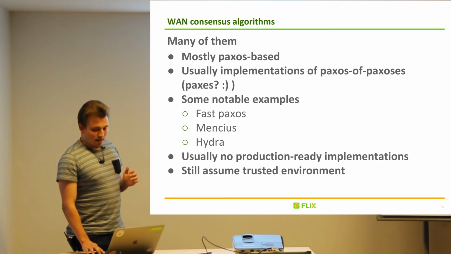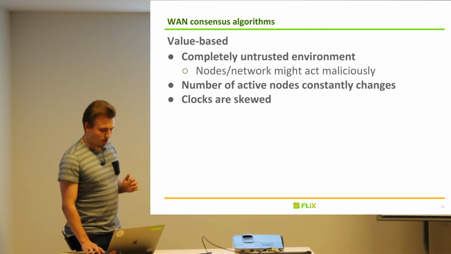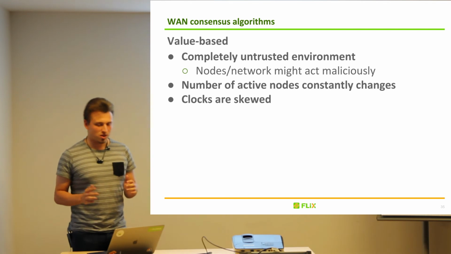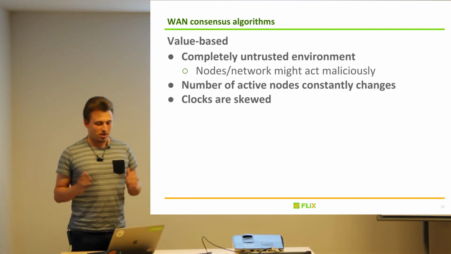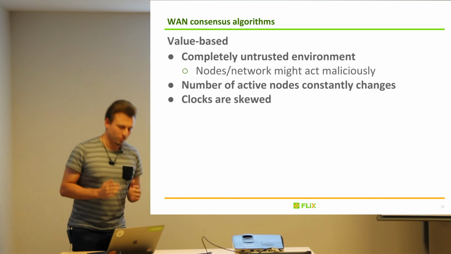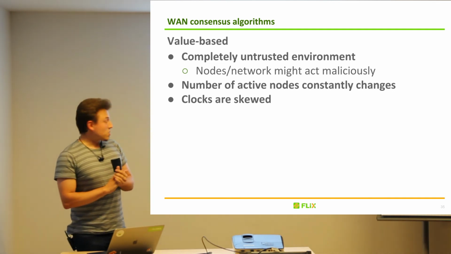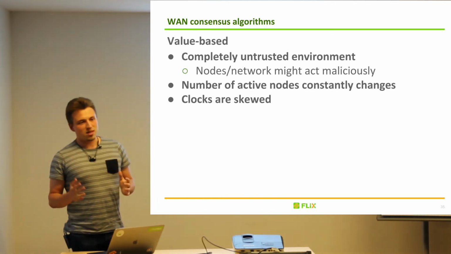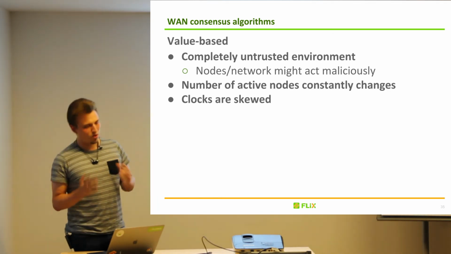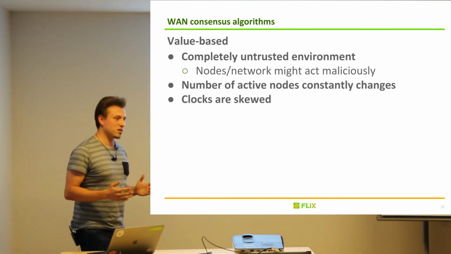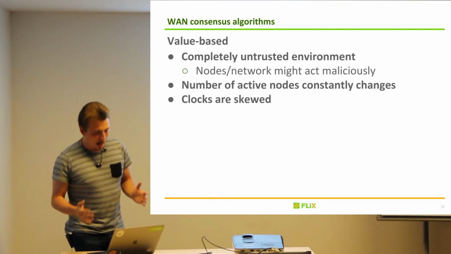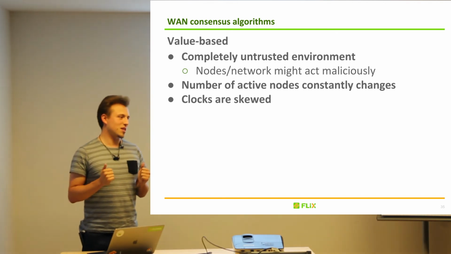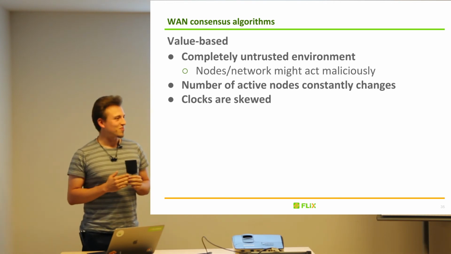So, what if the environment is not trusted? Nodes might act maliciously, network might act maliciously. Everything is even worse than I described before. And also, it's a wild internet. So if in the data center network partitions happen not that often, in the wild internet we don't even know the number of nodes. Also, we have a problem with clocks. What can we do? Any guesses?